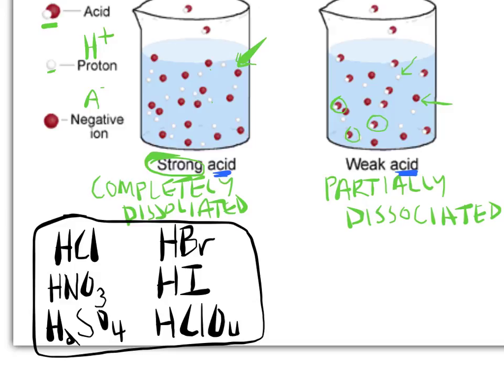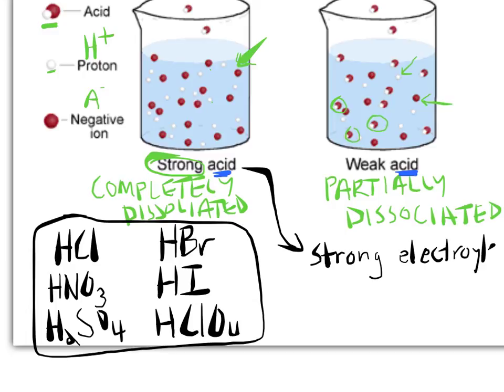The other thing you need to know is, since strong acids and strong bases completely dissociate, they have ions, positive and negative, floating around. So strong acids and strong bases are all strong electrolytes, because they have more ions floating around that can transfer electrons. Lytes, ran out of room, electrolytes.